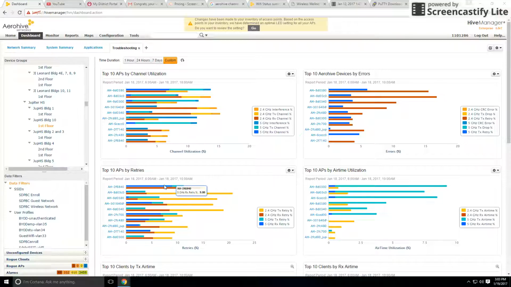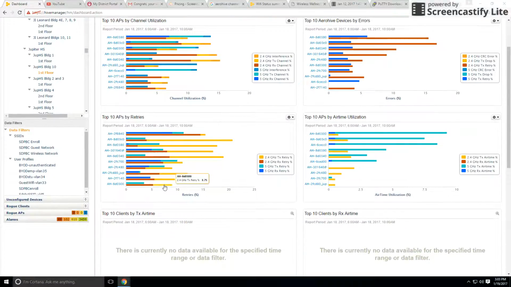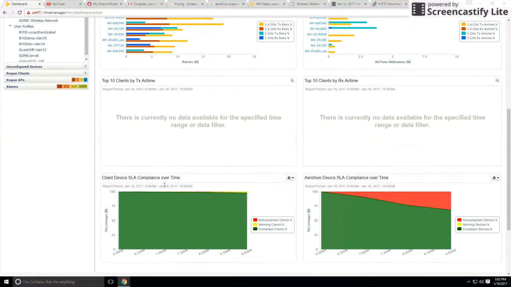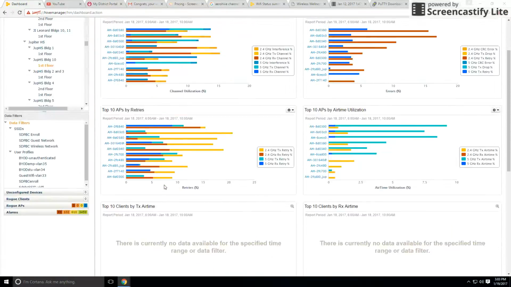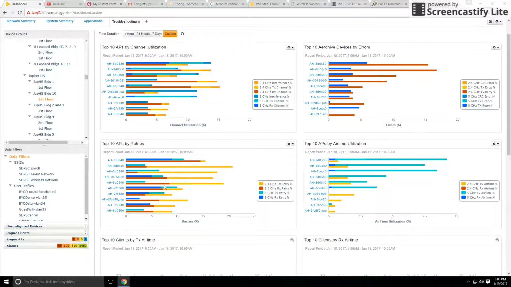But here, rather than the potential for transmit and receive retries and drops, this is only showing us retries, although we weren't seeing any CRCs or drops. So essentially, we are seeing the same thing, a very similar thing over on the troubleshooting, just perhaps in a little bit more detail. Okay, so I think that will do for this video.